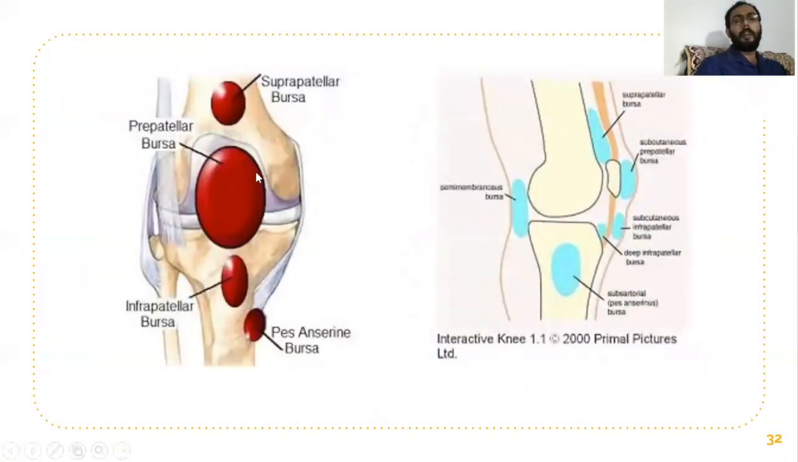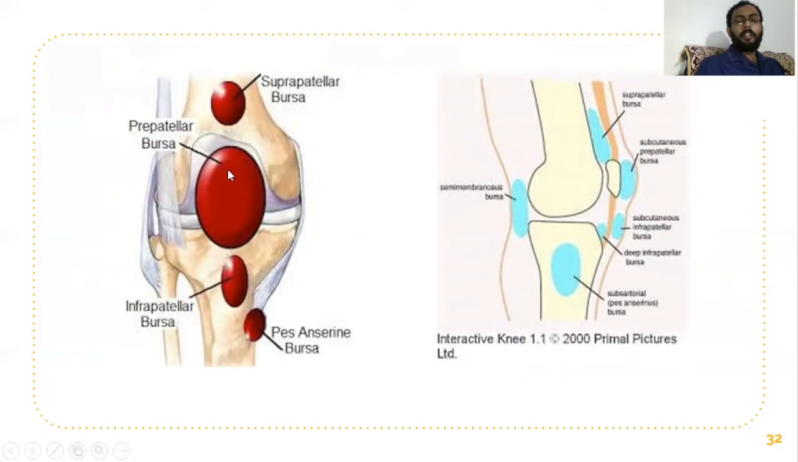These are the bursae seen around the knee joint. There are many bursae, but the most clinically significant is the suprapatellar bursa, or the suprapatellar pouch. This is the prepatellar bursa, situated in between the patella and skin. This one is the infrapatellar bursa, divided into deep and superficial, seen on the medial and lateral side of the patellar tendon or ligament. This is the pes anserinus bursa, which we already discussed. Here you are able to see the semimembranosus bursa.